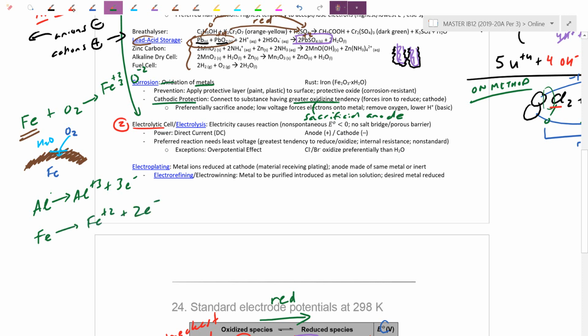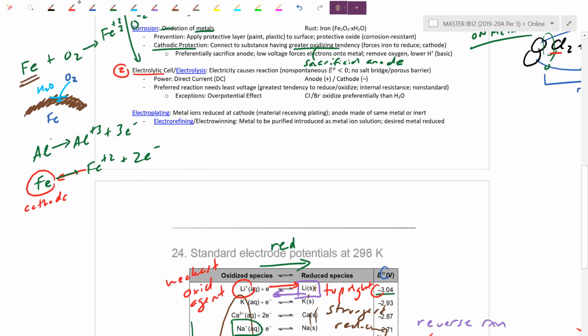I don't know what charge it's going to be, but the iron is going to be forced to remain in the reduced state, and that's called cathodic protection. We force the iron to be the cathode, so we keep it in the 0 state, in the elemental state, and it can't actually form rust. So that's called cathodic protection, or using a sacrificial anode to actually minimize rust.